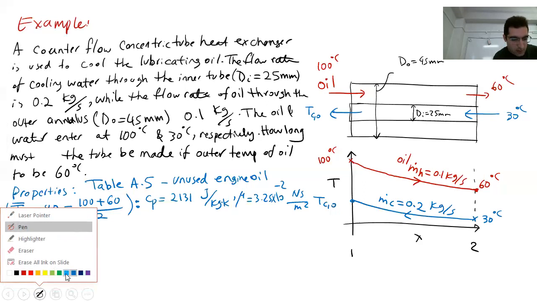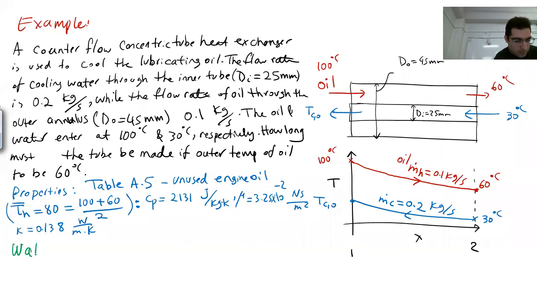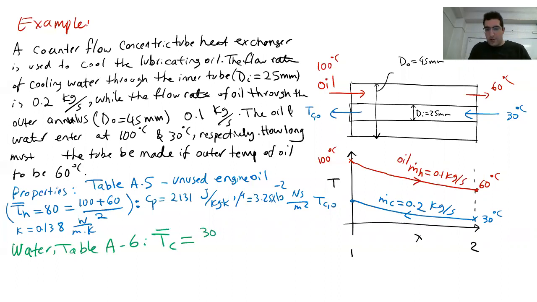And same thing for water. Let me put it in another color. So for water, we can use table A6. And we need an average temperature. The average temperature for water: it comes in at 30 degrees C, but we don't know the outlet temperature for water, right? Before solving it, we need to know the properties so we can use them for calculation, but we don't know the average outlet temperature. So for the outlet, instead of just going with 30, let's assume something for outlet temperature. Let's see what we assumed here for average temperature. We are assuming an average temperature of 35.